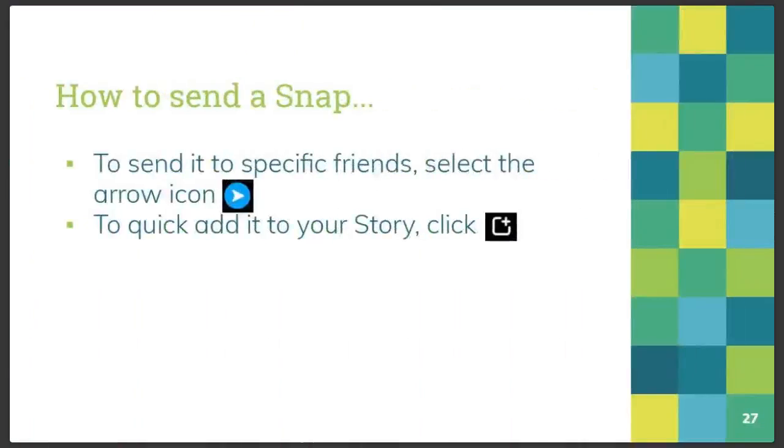When you are happy with your snap, you can choose to send it to specific individuals or add it to your story. To send it to specific friends, as you see, select the blue circle arrow icon. You'll then be able to select the friends who will receive your snap. You can also add it to your story from this screen. And to quick add it to your story, you need to tap the rounded square with a plus sign. This will let your friends view your snap a limited number of times for 24 hours.